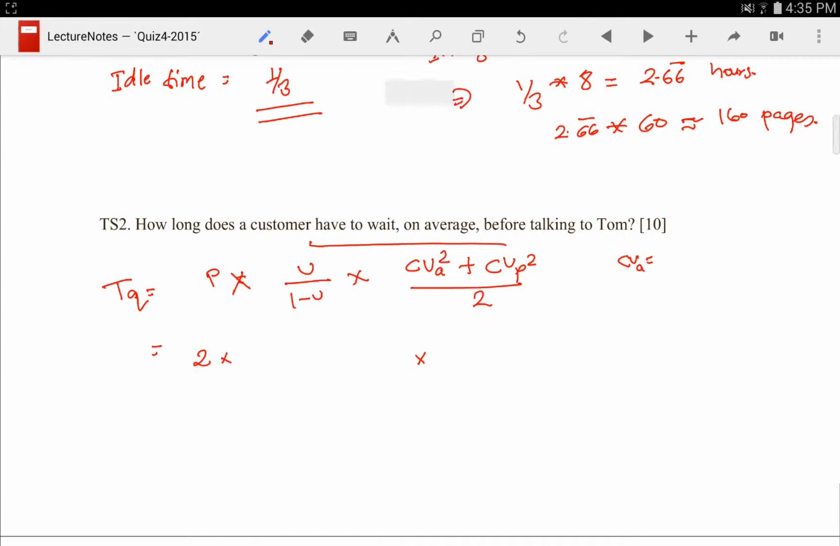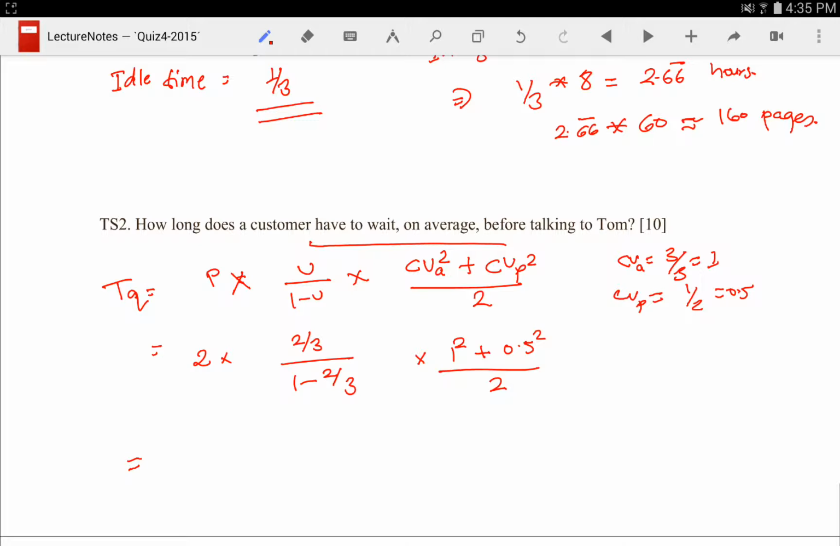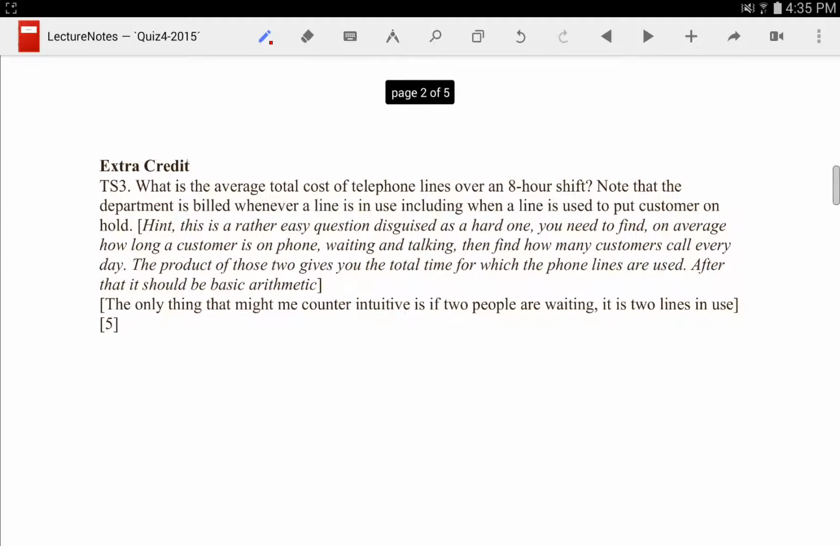So CVA is 3 by 3, which equals 1. CVP equals 1 by 2, which is 0.5. This part is easy. That means (1 square plus 0.5 square) divided by 2. The utilization we already calculated: 2/3 divided by 1 minus 2/3. I trust you to do this calculation right. I got it to be 2.5 minutes. That means each customer has to, on average, wait 2.5 minutes to talk to Tom. That is, there is a hold of 2.5 minutes for every customer on average.